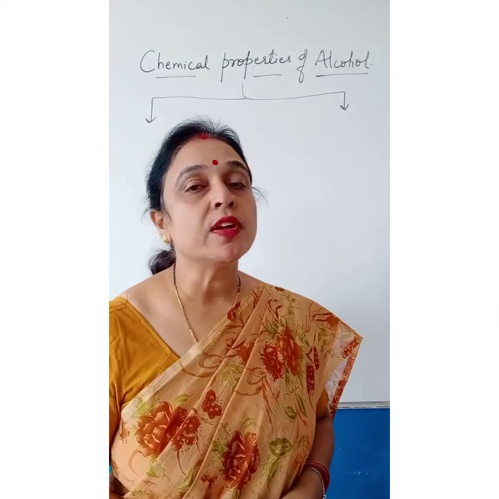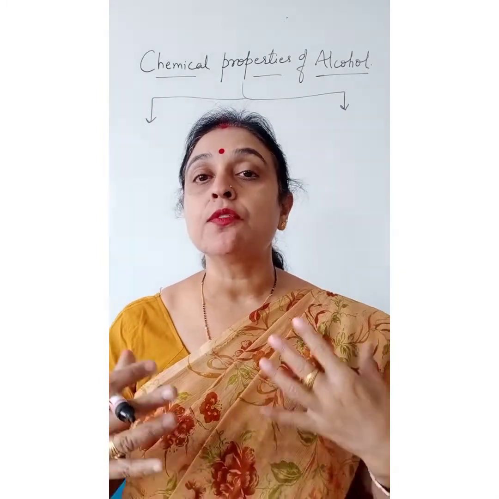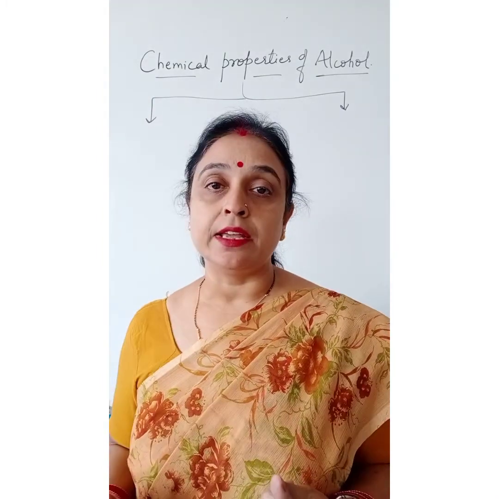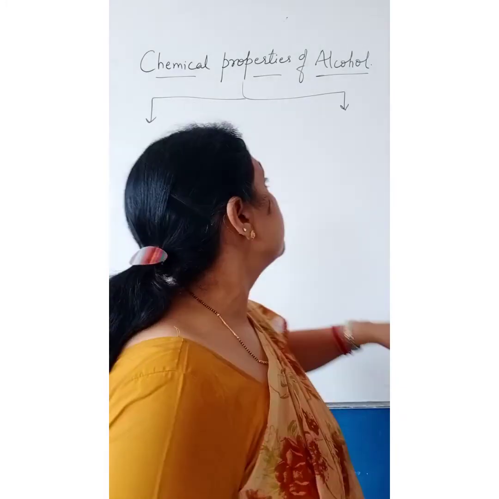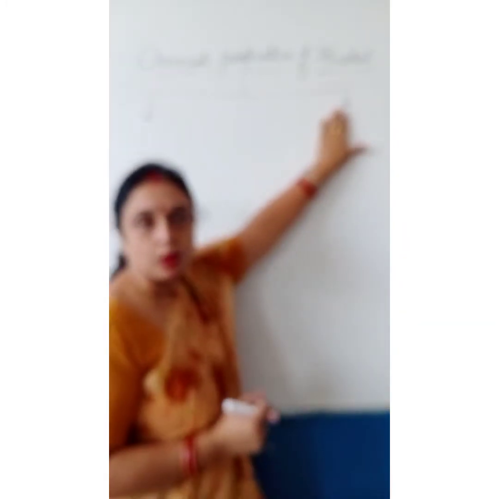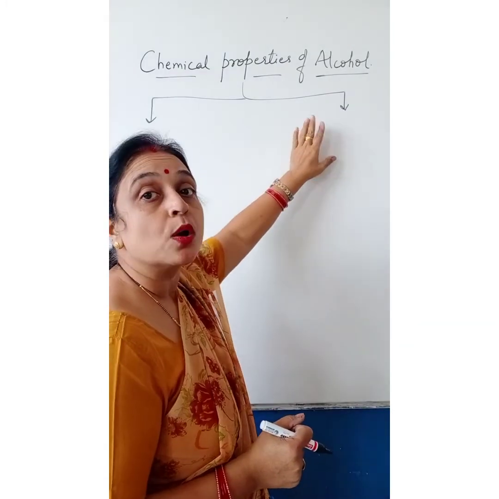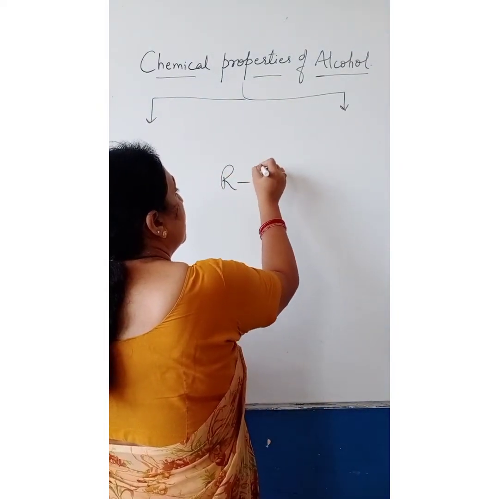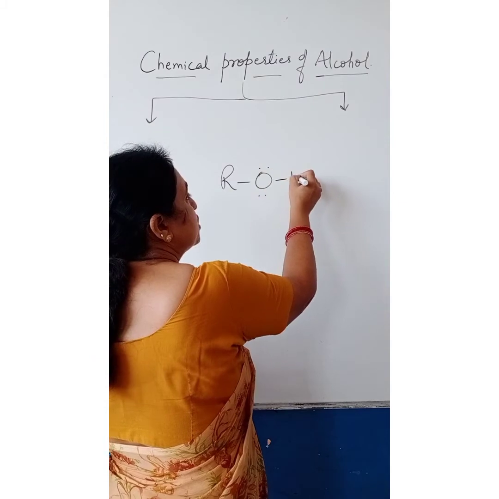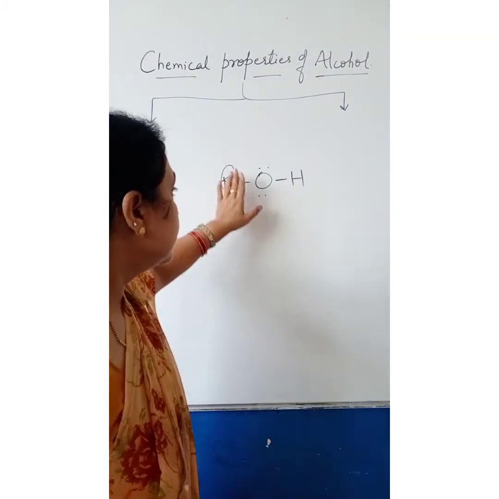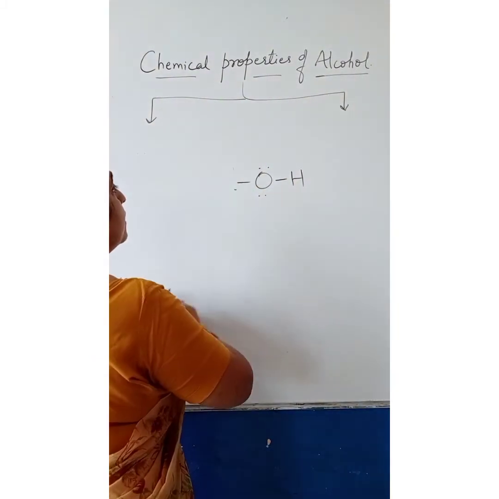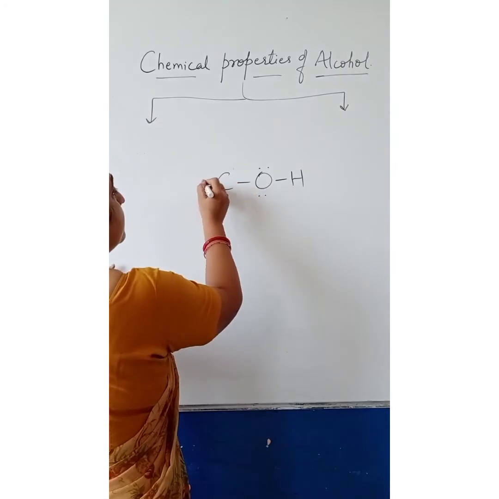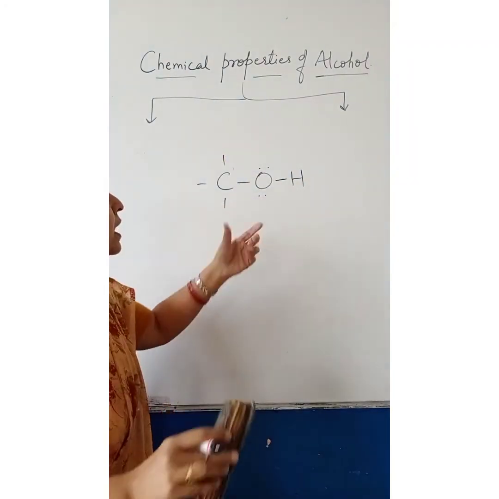In this video, we will study the chemical properties of alcohol, phenols and ethers. Let's start with the chemical properties of alcohol. Alcohol means OH functional group. So, ROH. This alkyl group can be written like this, a carbon and oxygen.